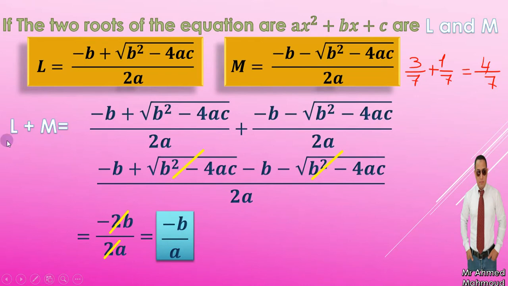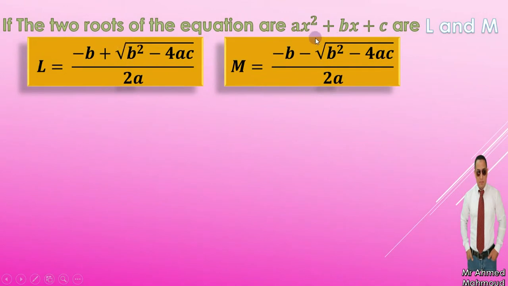So the first rule: L plus M, or the sum of the two roots, equals negative b over a. What are b and a? b is the coefficient of x, a is the coefficient of x power of 2, and c is called the absolute term. Now let's find the multiplication of the two roots, L times M.